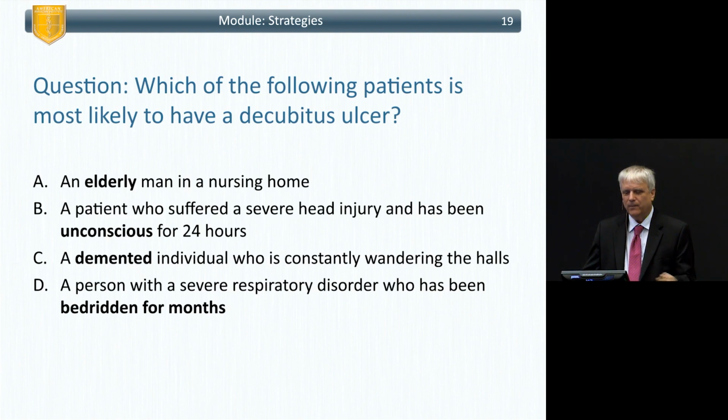Next question. A patient who suffered severe head injury and has been unconscious for 24 hours. Guy's not moving at all. That's terrible. He's going to get a decubitus ulcer. Yeah, but not in 24 hours. A demented individual is constantly wandering the halls. There's a lot of things that can happen to a demented individual who's constantly wandering the halls. A decubitus ulcer is not one of them. A person with severe respiratory disorder who's been bedridden for months. Bing, bing, bing.